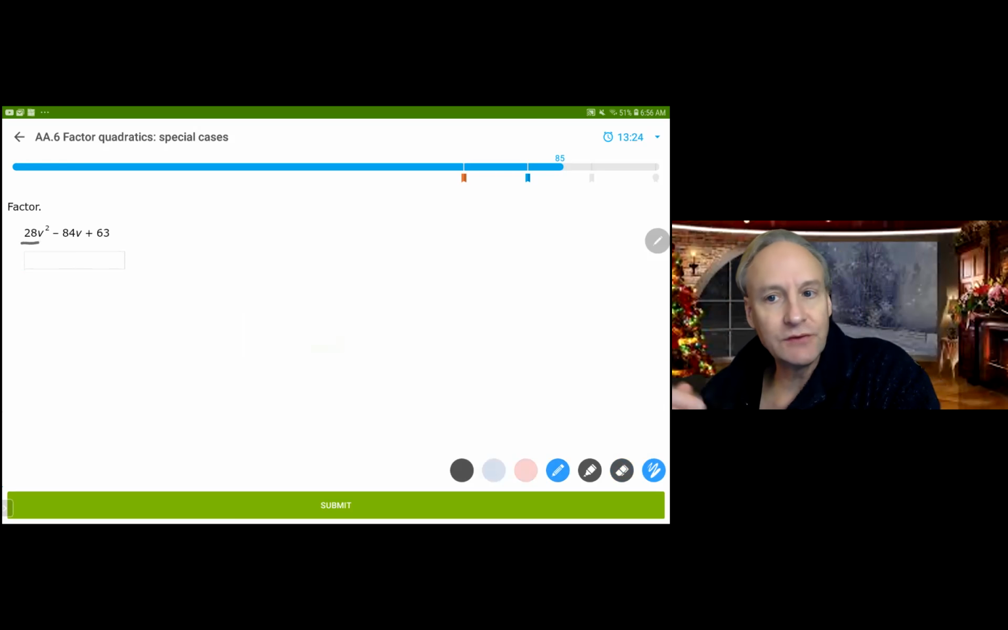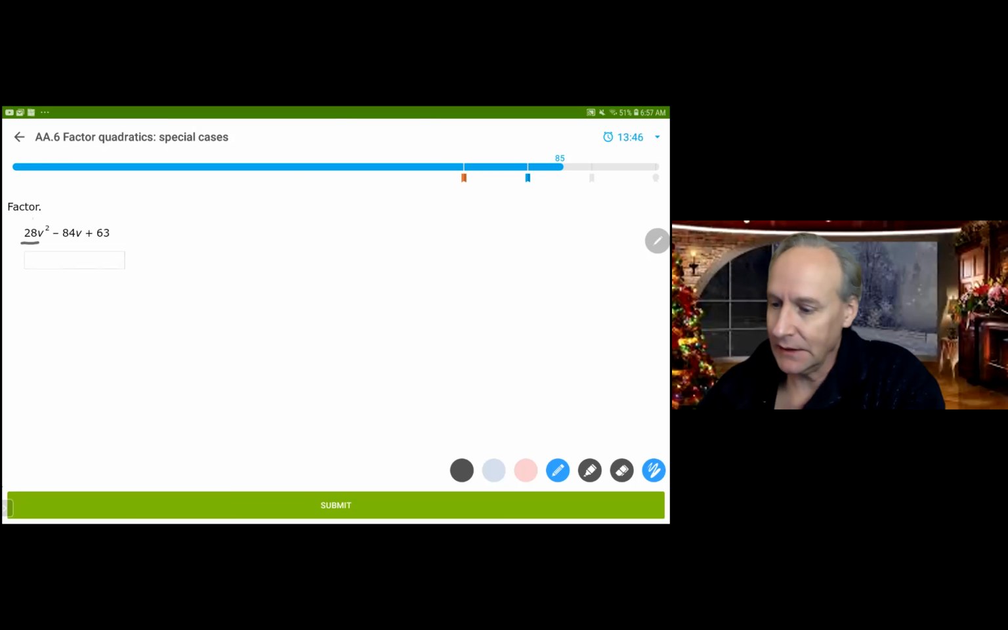Now, one of the things you want to notice is that your first rule of factoring is to always look for a common factor. And we tend to forget that because a lot of times there isn't one, but there does happen to be a common factor here. And if you notice that 28 and 63, the only common factor is 7, then you can probably guess that 84 is divisible by 7, and it is. So we're going to take the 7 out.